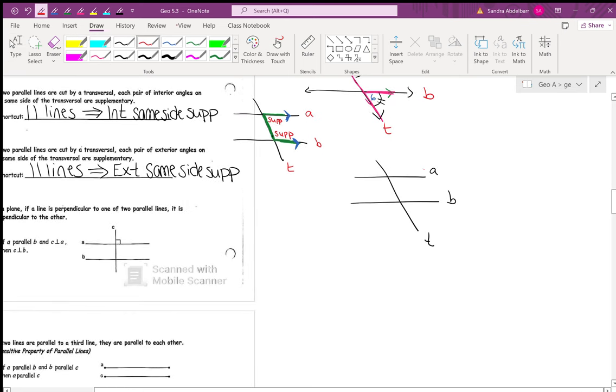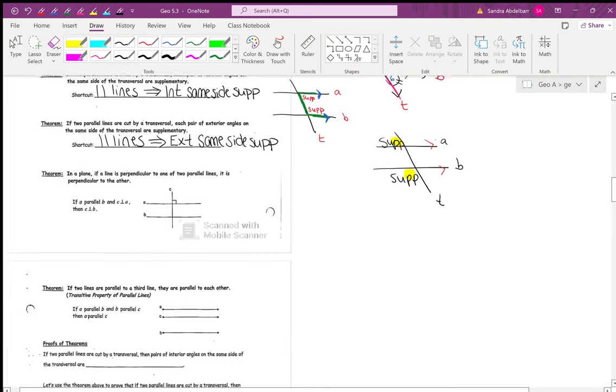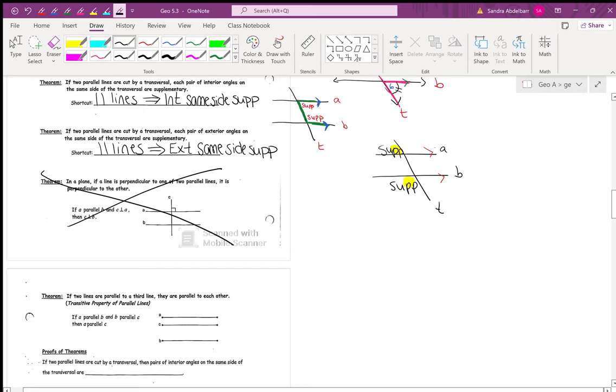So again, if I tell you line A and line B are parallel, do we all agree that this angle and this angle are exterior same side? So then we would be allowed to conclude that they are supplementary. So this would be supplementary to this. Right, we could cross out this theorem underneath this.